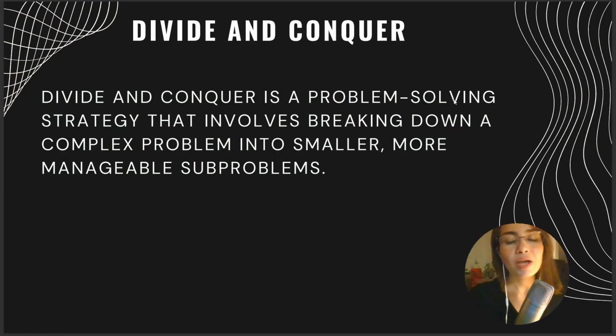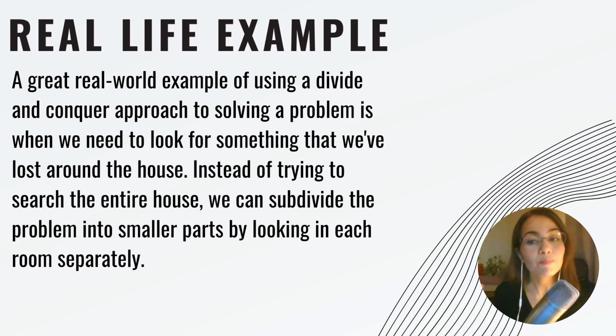Divide and conquer is a problem-solving strategy that involves breaking down a complex problem into smaller, more manageable subproblems. A great real-world example of using a divide and conquer approach to solving a problem is when we need to look for something that we've lost around the house. Instead of trying to search the entire house, we can subdivide the problem into smaller parts by looking in each room separately. Now let's examine a problem that often makes an appearance in technical interviews.